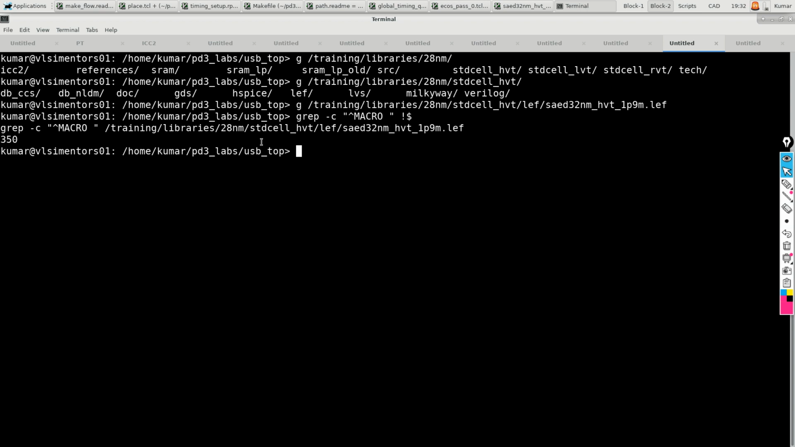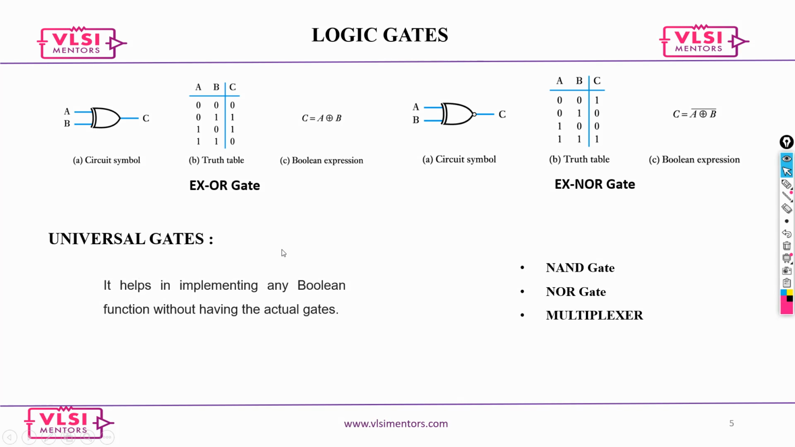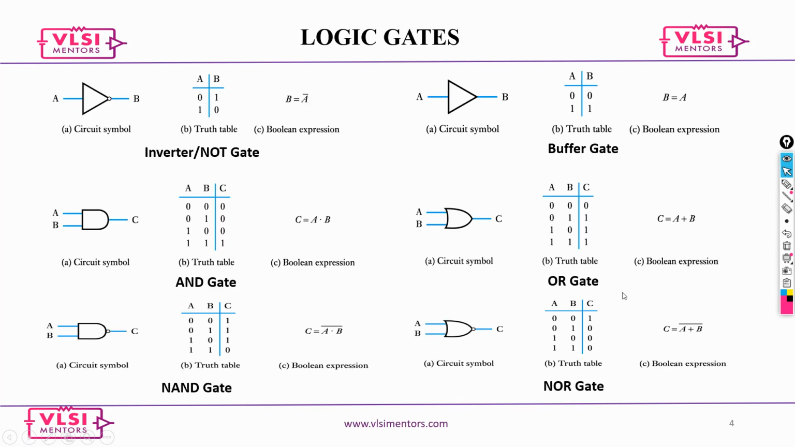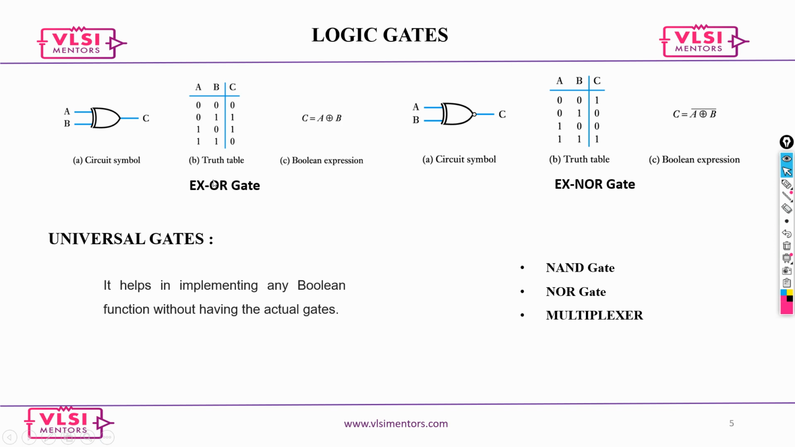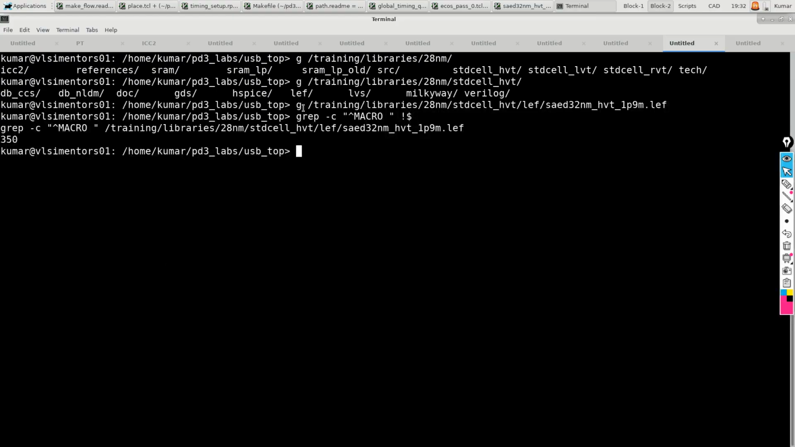If you look at this particular 28 nanometer library, it has 350 different cells. So what have you seen just now? You have seen only six basic gates. But when we want to design or implement something, the cells come from something called a standard cell library. This would be given to you by someone else.